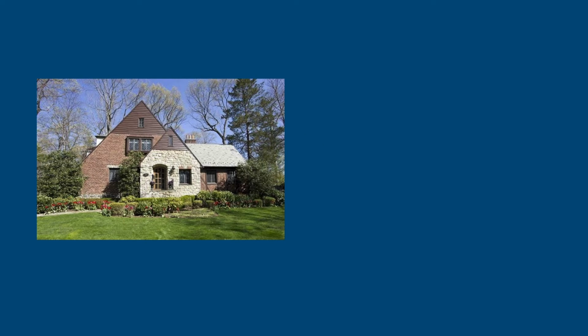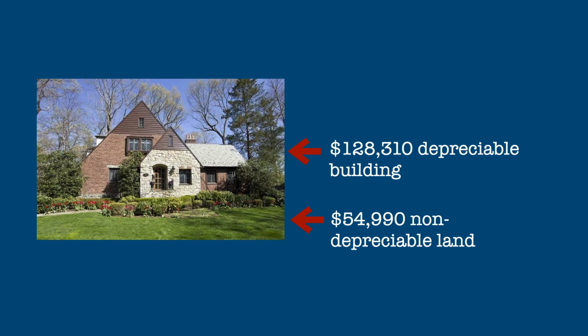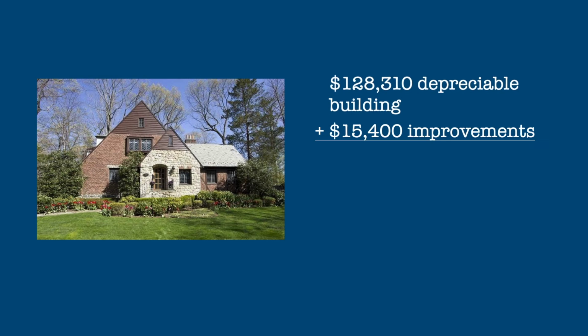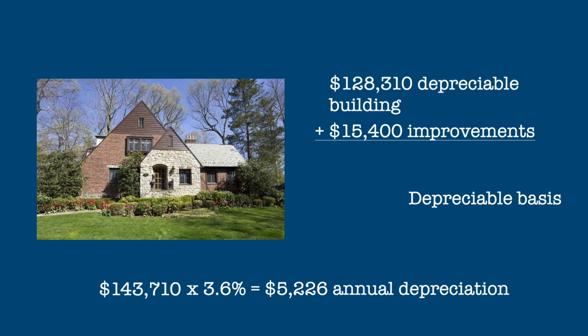So you start with a basis for just the building of $128,310. But then you spend $15,400 on the building renovating it before you rent it out. That brings the basis up to $143,710. Therefore, for every full year the property is in service, you will claim $5,226 in depreciation expense on your Schedule E.